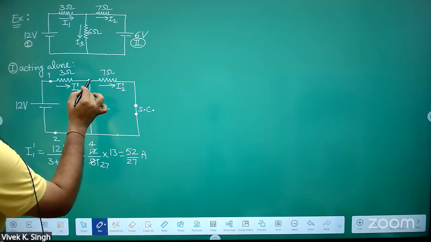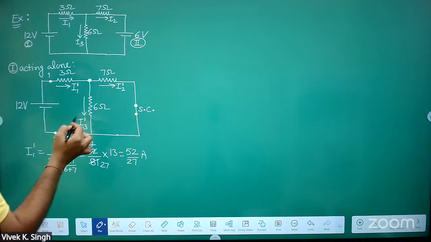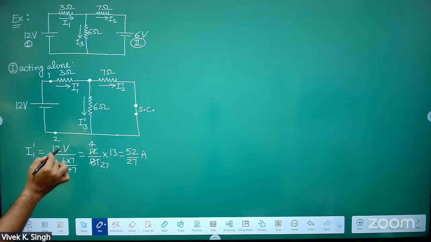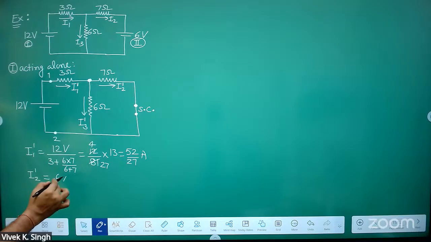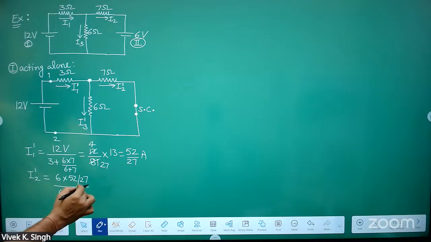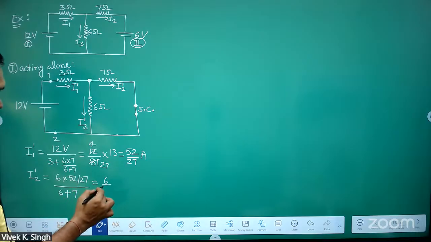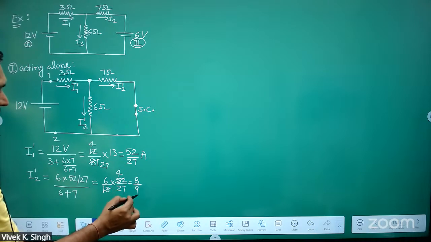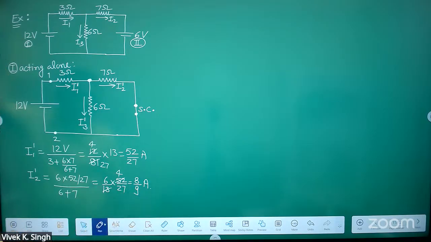Now you should apply current division to write I2 dash and I3 dash. So let's see what will be I2 dash. Current division rule: I2 dash is 6 into 52 by 27 divided by 6 plus 7. This is 8 by 9 ampere. Yes or no? Yes, sir.